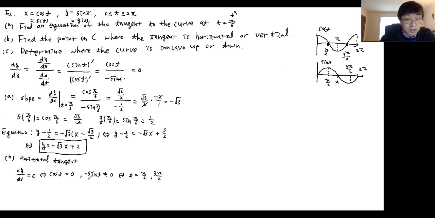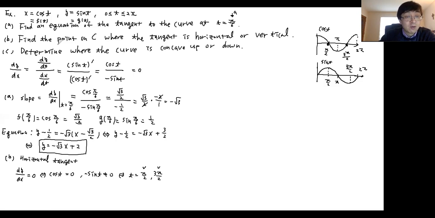The next thing: is this inequality satisfied or not? You plug pi over 2 into the sine function. Negative sine of pi over 2 is minus 1, which is not equal to 0. It's satisfied. Now 3 pi over 2 into t. Negative sine of 3 pi over 2 is minus 1 times minus 1, which is positive 1. Positive 1 is not equal to 0. Yes, we have two t values.